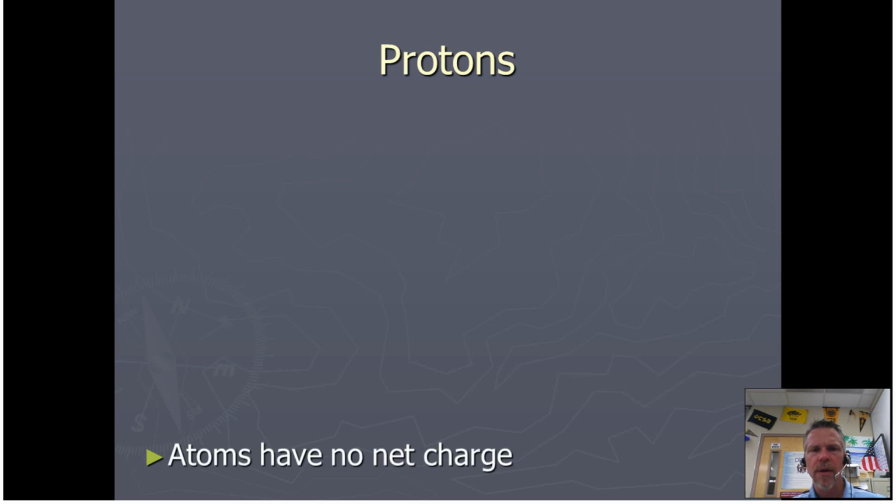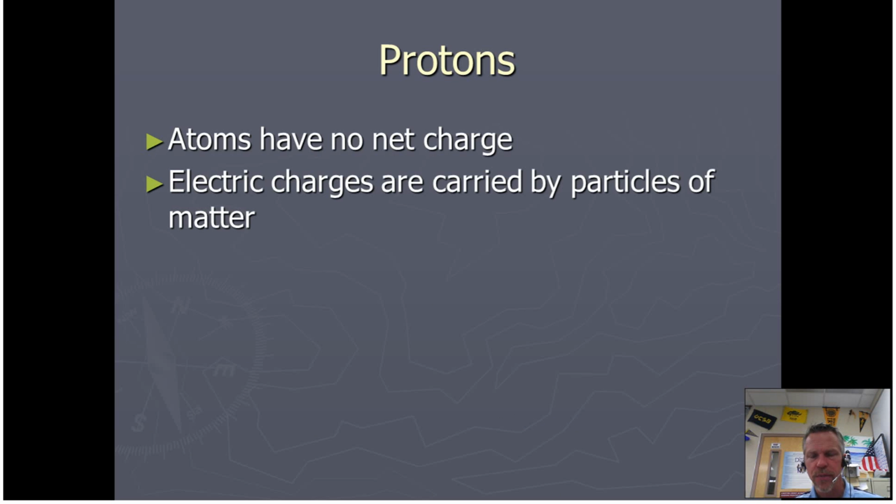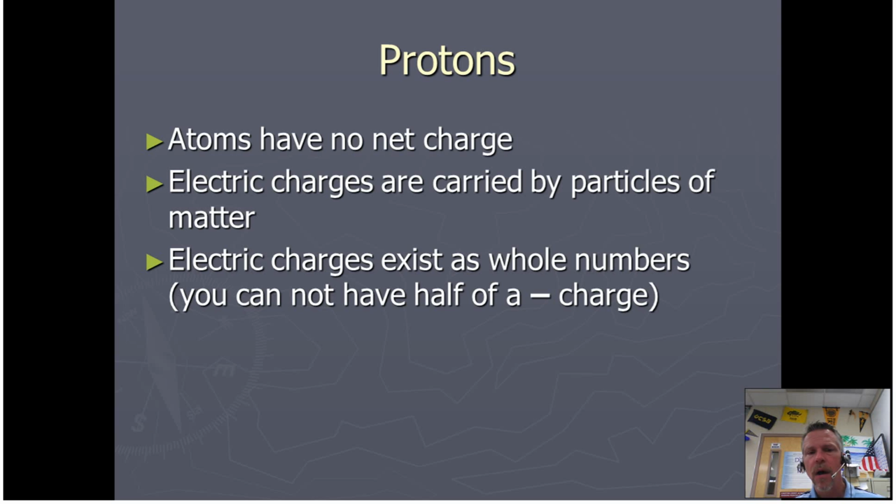Let's talk really quickly about protons. So we know that atoms have no net charge. Atoms are neutral. The positive charges and negative charges in them balance out, so there's no net charge. We also know that electrical charges are carried by some kind of particle. They're not rays or beams. Their electrical charges are in fact some kind of particle. And we also know that electric charges exist as whole numbers. You can't have half of a charge.